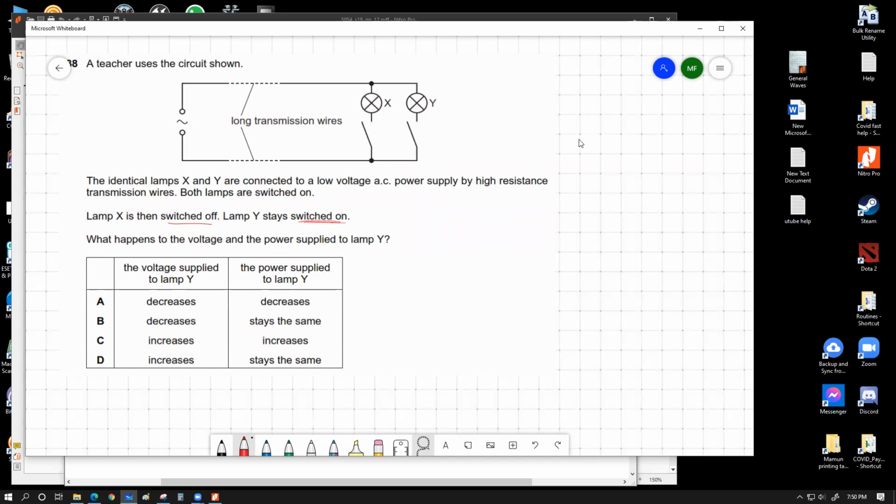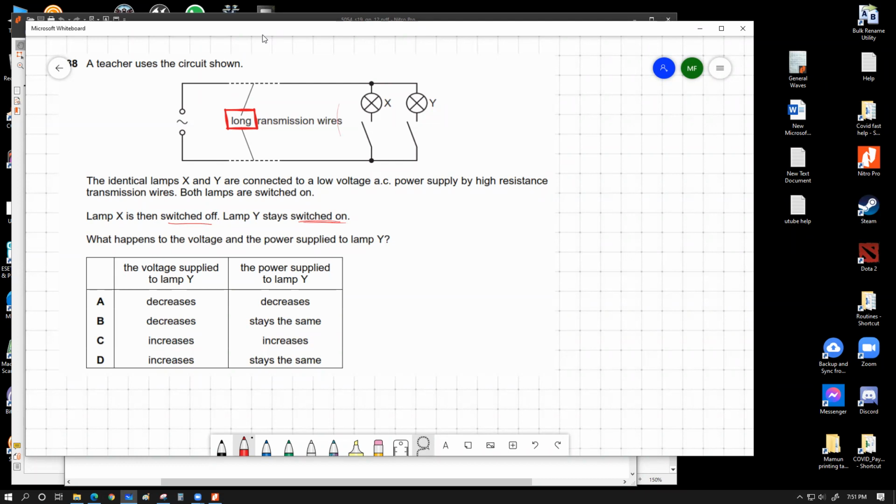Understand the situation. Here we have a voltage supply, an AC supply. These are long transmission wires. The word long essentially means there is some significant resistance in these two wires. So they're going to affect the voltage available to these output bulbs. The word long here means these wires involve some high resistance, which is going to affect the voltage available to these bulbs.